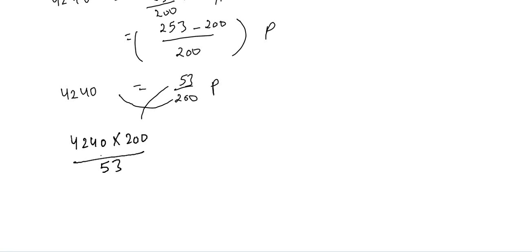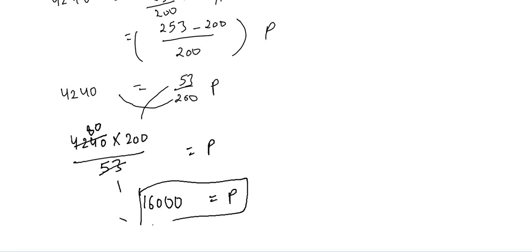See, it may be cancelling with 53. It may be 8 or 18 times. Okay, find out, do the divide, you will come to know. It is cancelling 8 times. Then 8 2s are 16 and here 000. It will be equal to P. Okay, so the value of P is 16,000 rupees.